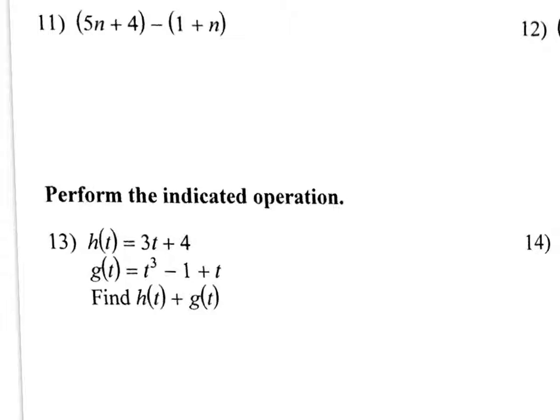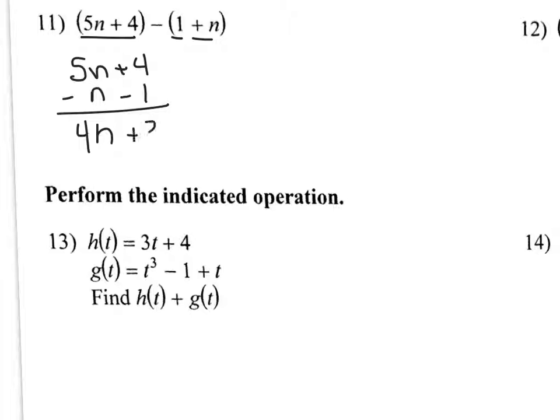Okay, so now this is just a subtraction problem. So it's the first minus the second. So we simply add the opposite, change the sign. Okay, so I'm going to change the sign of the 1 to be negative 1 and change the sign of the n to be negative n. I line them up so that they're with each other's like terms, and it's 4n plus 3.